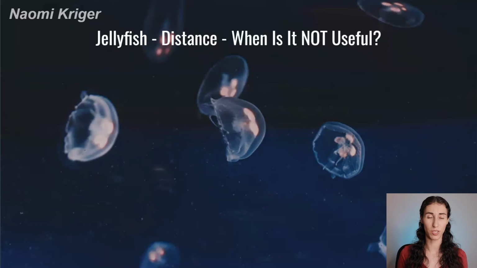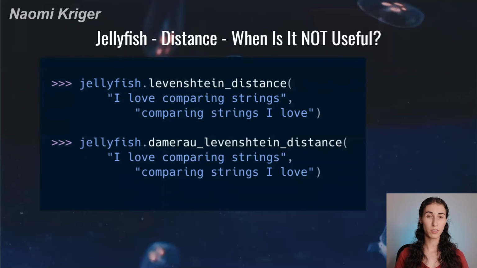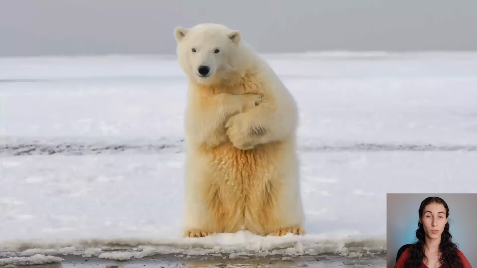Now we're getting to our next question. When is it not useful? So I want to show you the next example. Here we can see I love comparing strings versus comparing strings I love. Now, if we check out the distance score, we can see that it is 14, which is quite high. Without any additional information, we would not be able to determine if the distance score is so high because the strings are indeed unrelated from one another, or if this is a case that a human being will look at a pair of strings and say, this is practically the same thing for me. Let's not reject the input. And that is when Fuzzy Wuzzy comes into action.